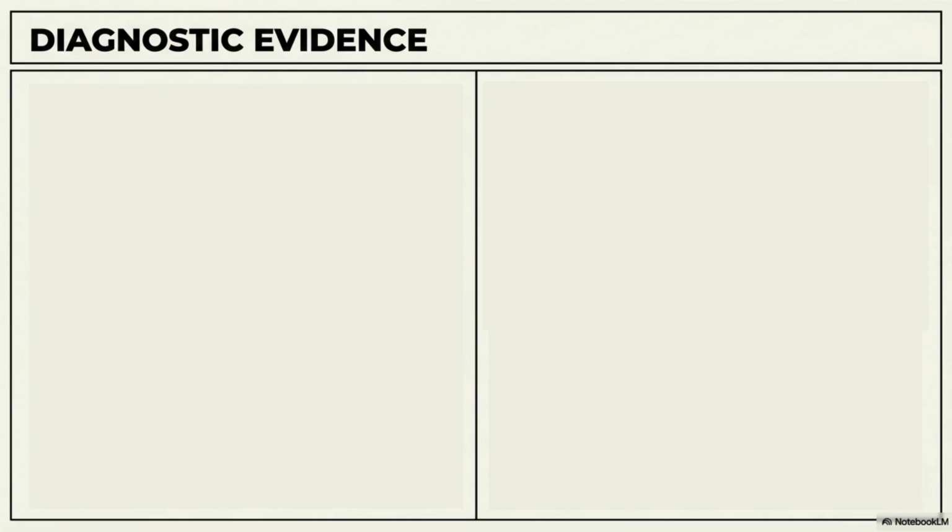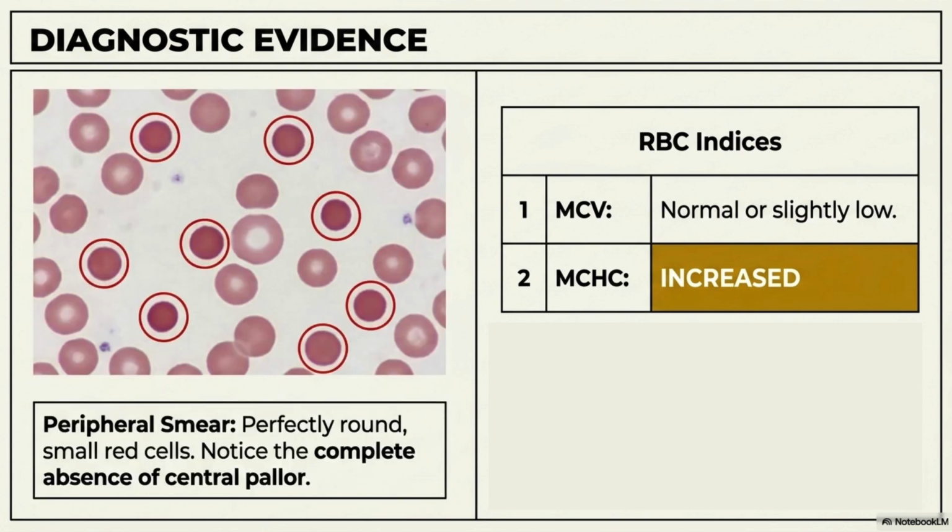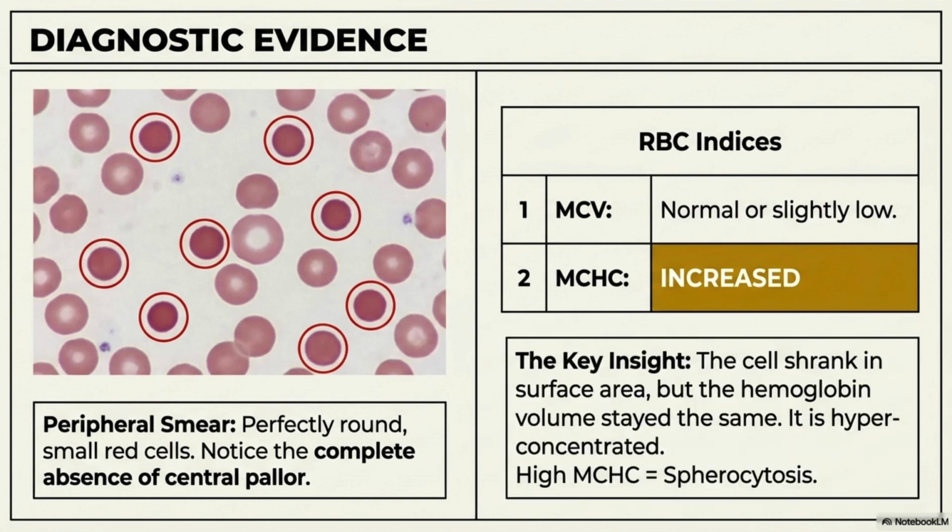Now let's look at the diagnostic evidence. For RBC indices, the MCV is normal or slightly low. However, the MCHC is increased. On a peripheral smear, you will see perfectly round, small red cells. Notice the complete absence of central pallor. The key insight is that the cell shrank in surface area, but the hemoglobin volume stayed the same. It is hyperconcentrated. Remember, a high MCHC equals spherocytosis.